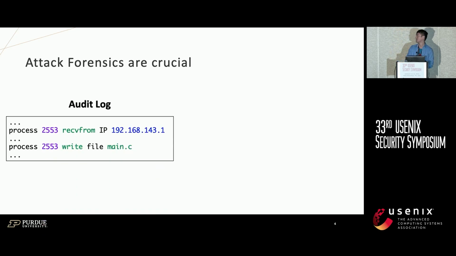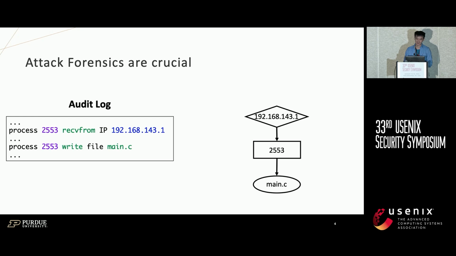Okay, let's look at a real example. The audit log is widely used by existing attack forensic systems. Let's first look at this figure. It shows a process reading from a remote IP and then writing to a file. When we parse this data, we generate these provenance graphs. When we do the dependency analysis, we start from the symptom event, in this figure called main.c, and then we do the backward analysis and identify the real root cause, the remote IP address.